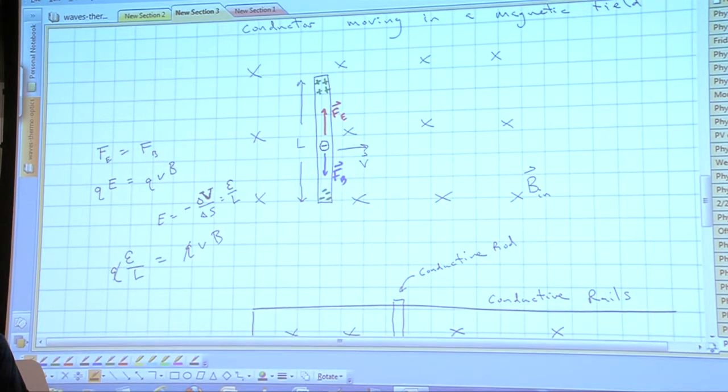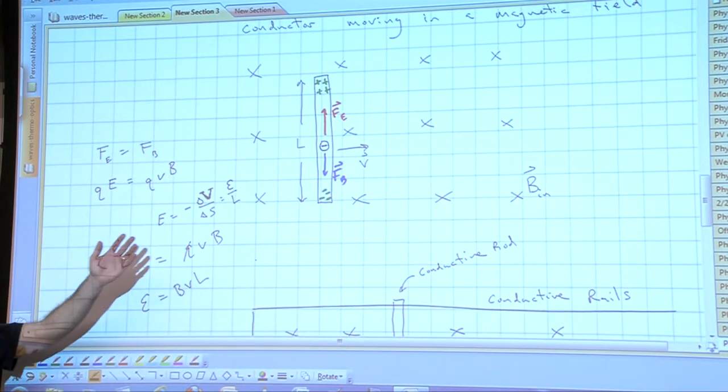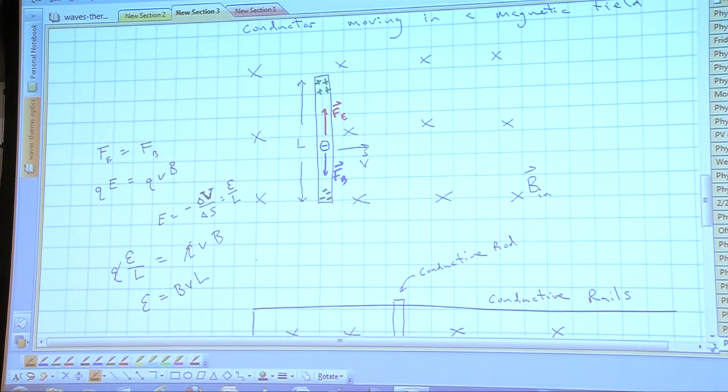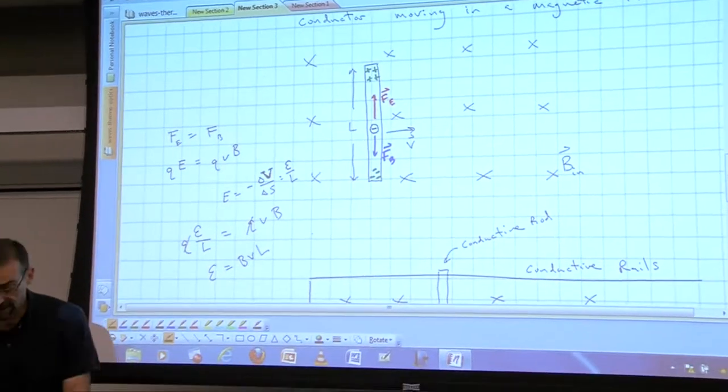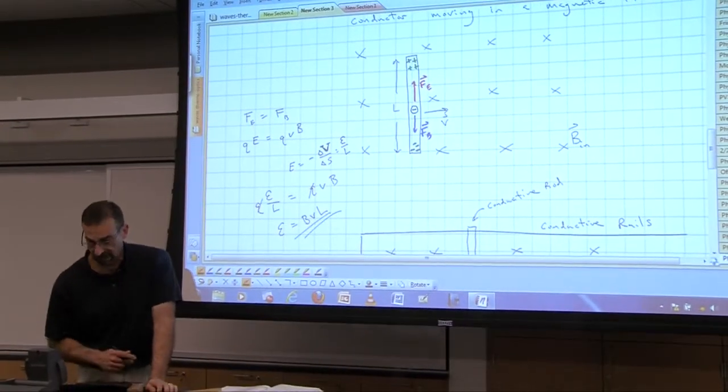The charge cancels. And I get the potential generated across that rod is just V times B times the length of the rod. And we call that motional EMF because it's due to the motion of the conductor in the magnetic field. The charges move due to the motion of the conductor in the magnetic field. And it creates this potential across the rod.